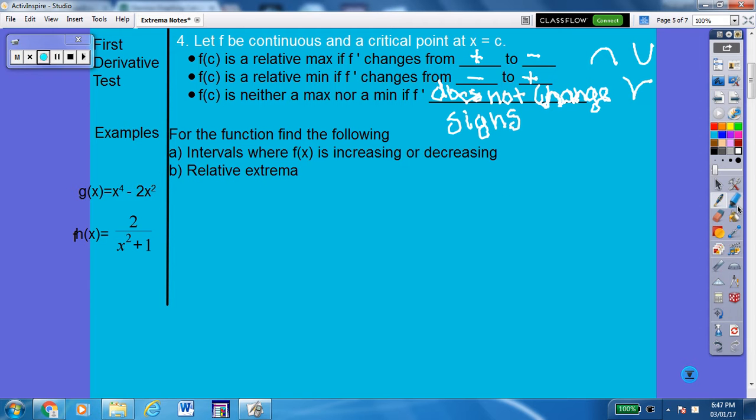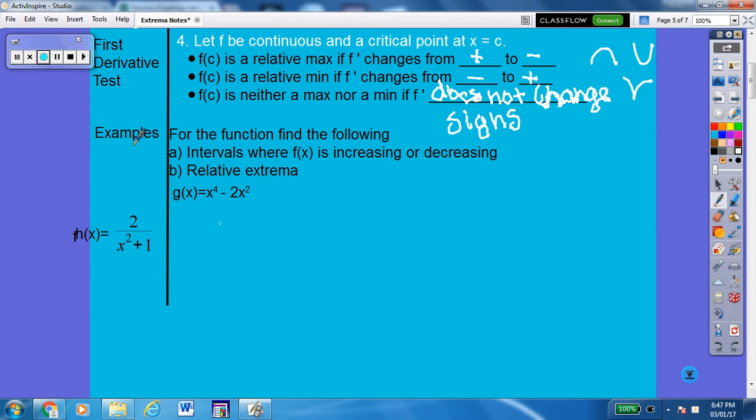So let's work an example here to see how this works. I'm going to work one that's easy, and then I'm going to work one that's a little tougher. The first one is just a regular polynomial. We're going to find the intervals where it's increasing, decreasing, and relative extrema. What you're going to find is that this is really exactly the same process that I just did in the other flip chart, in the other page about increasing, decreasing. The first thing you need to do is find your critical points.